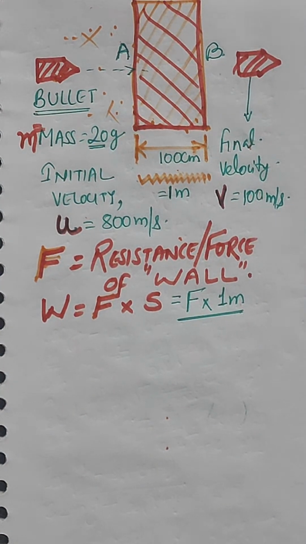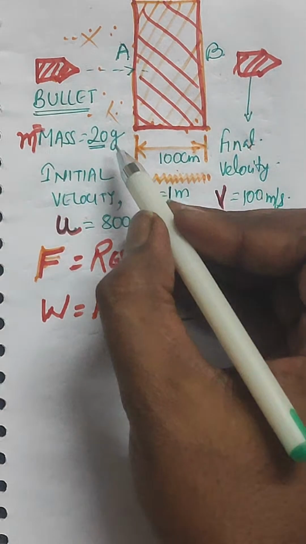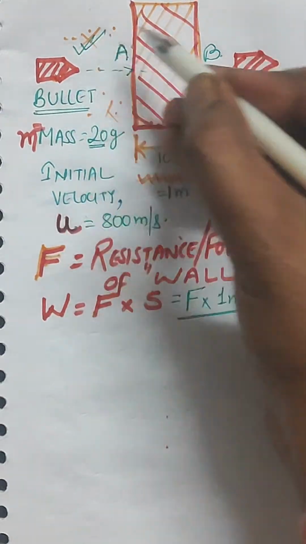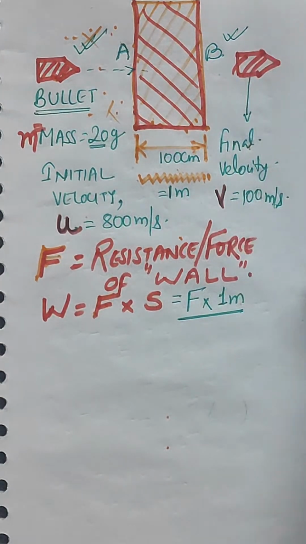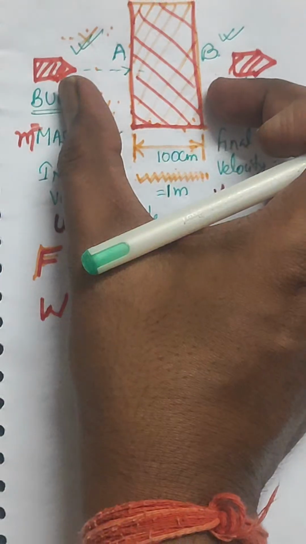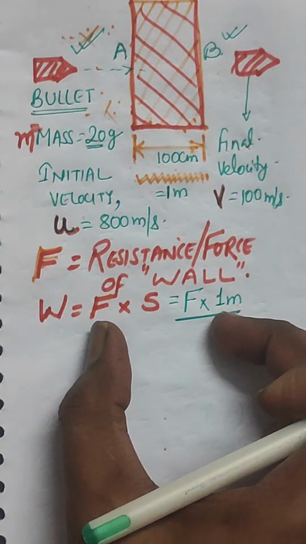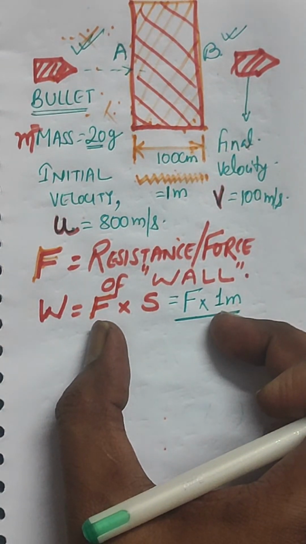Now you can see, according to the work energy theorem, the work done is equal to the loss in the kinetic energy. So what is the kinetic energy at this point, and what is the kinetic energy at this point? That we need to calculate, and we will equate it with this to calculate F, right?